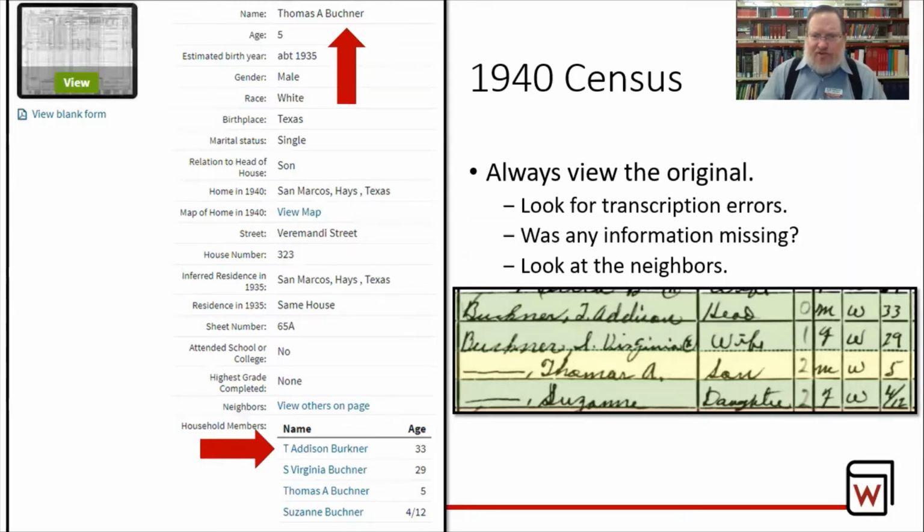When you look at the original, you always want to click on the original. What information is missing? Look at the neighbors. So looking at this record, we have T. Addison Buckner, head of the household. He's 33 years old in 1940. He has a wife, Virginia Buckner, and she is 29. Then there's a son, Thomas, at 5 years, and Suzanne at 4.5 months. So the 4/12 is months.